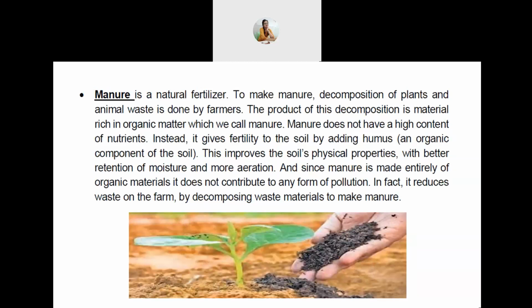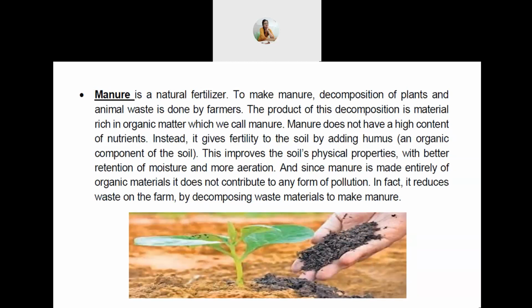Manure is a natural fertilizer. To make manure, decomposition of plant and animal waste is done by farmers. The product of this decomposition is material rich in organic matter, which we call manure. Manure does not have a high content of nutrients. Instead, it gives fertility to the soil by adding humus.